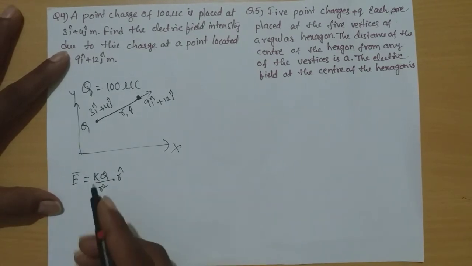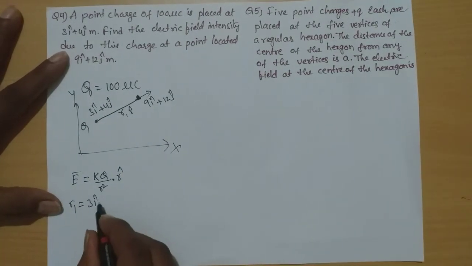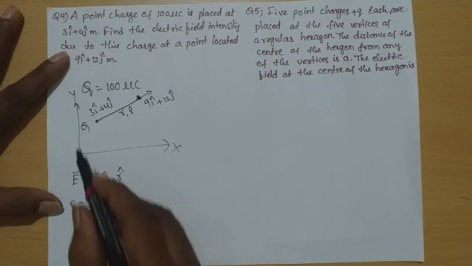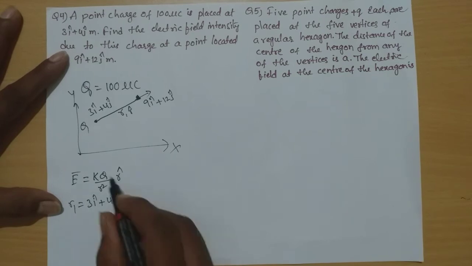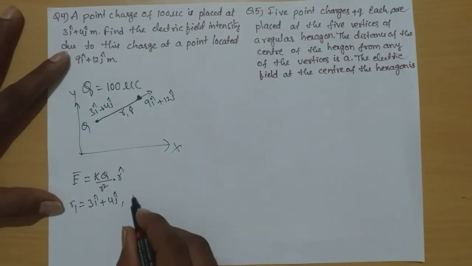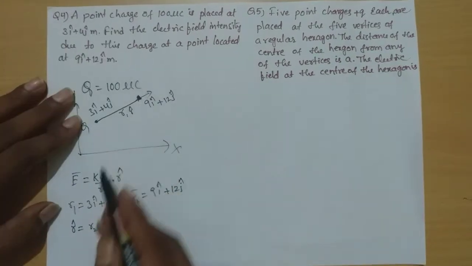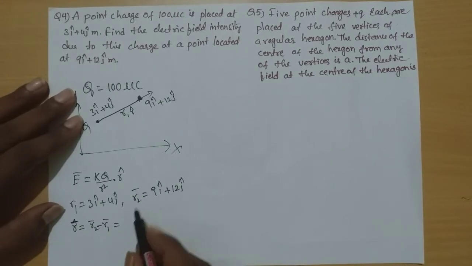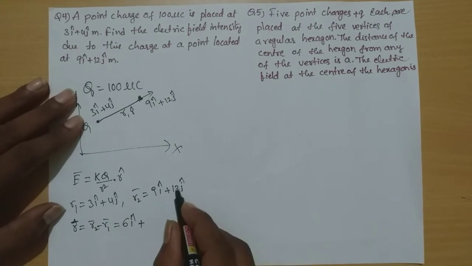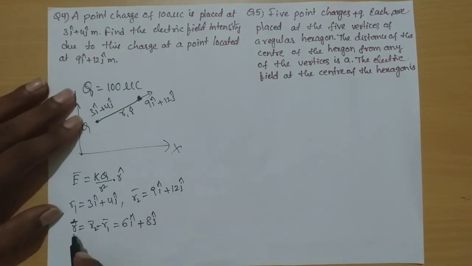So here I am assuming R1 equal to 3 i cap plus 4 j cap. That means the position of this point charge with respect to the origin is R1 equal to 3 i cap plus 4 j cap, and the position of this point with respect to the origin is R2 bar equal to 9 i cap plus 12 j cap. Here R bar equal to R2 bar minus R1 bar. R2 is 9 i cap minus 3 i cap is 6 i cap, plus 12 j cap minus 4 j cap is 8 j cap. So this is the R bar we got.